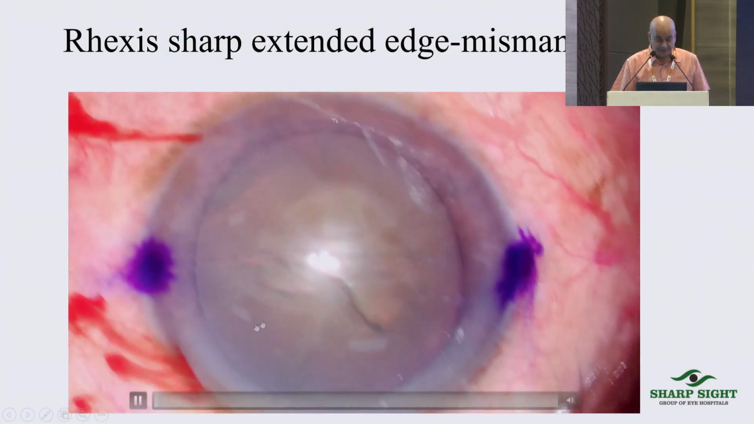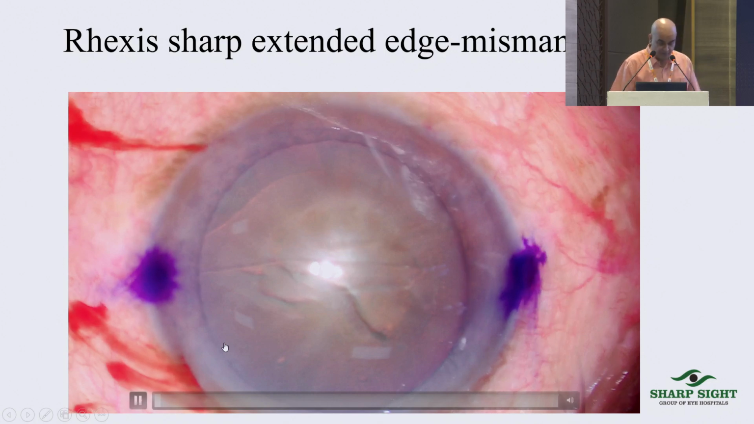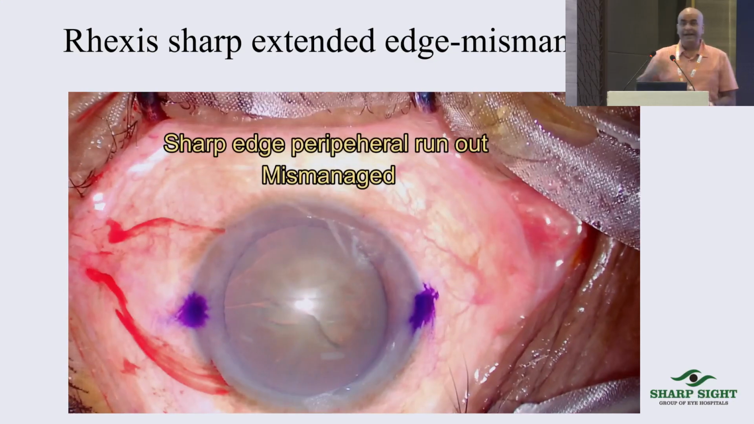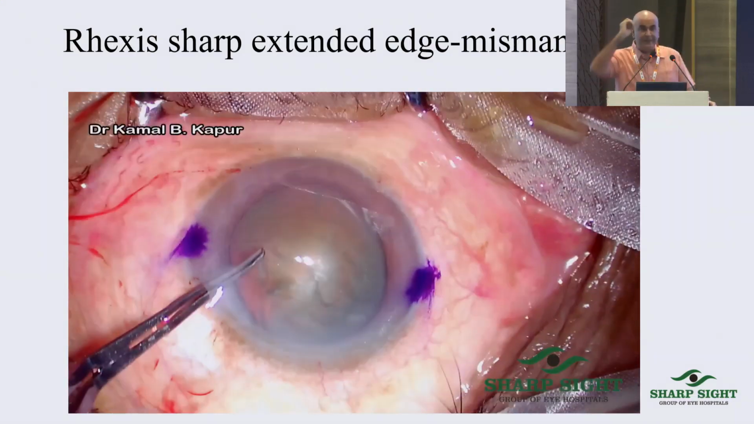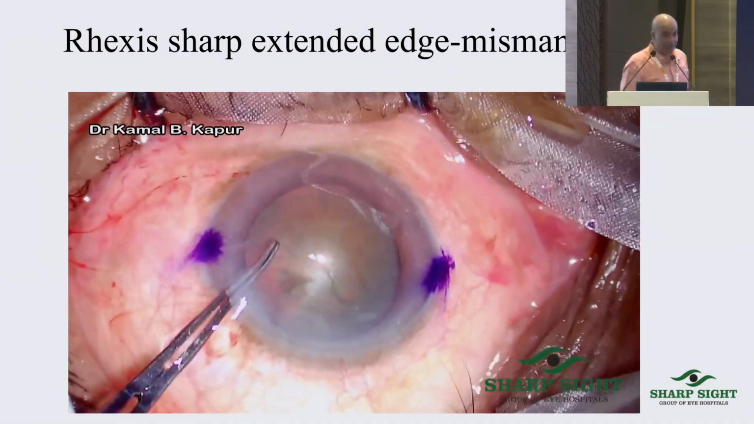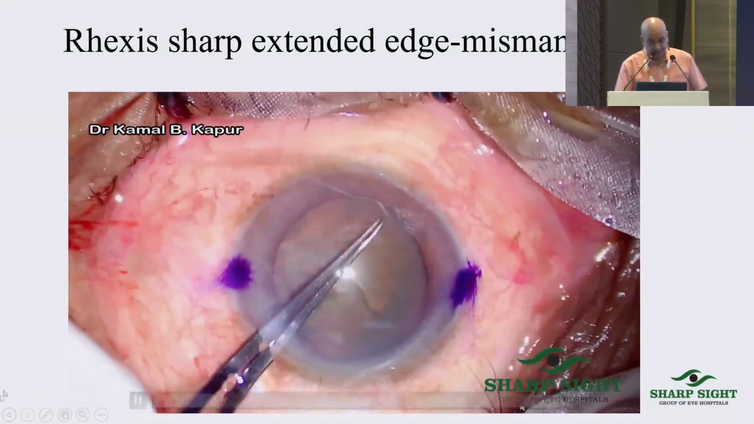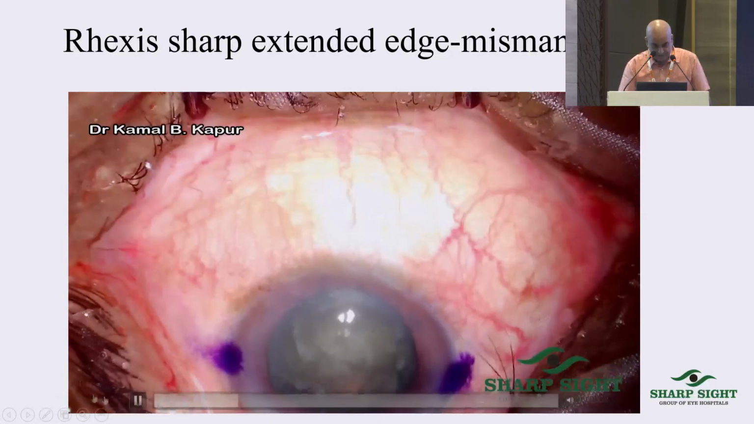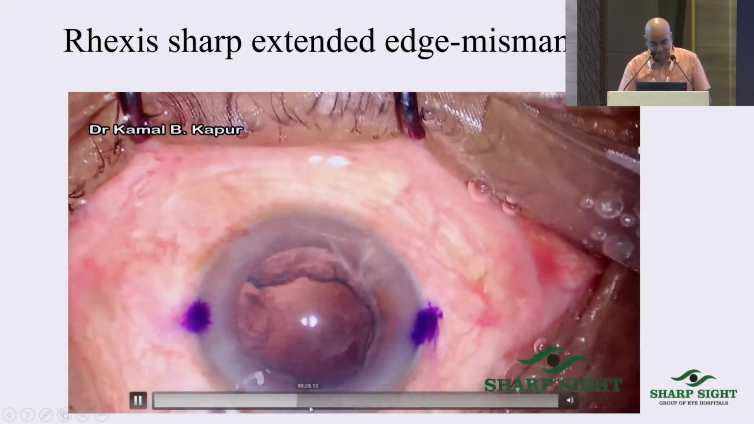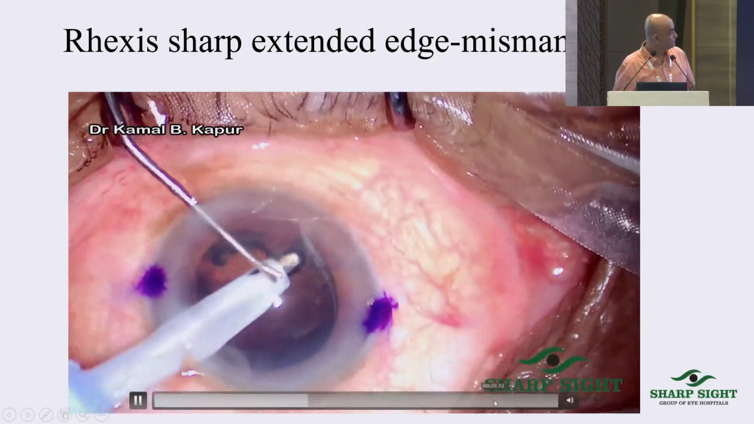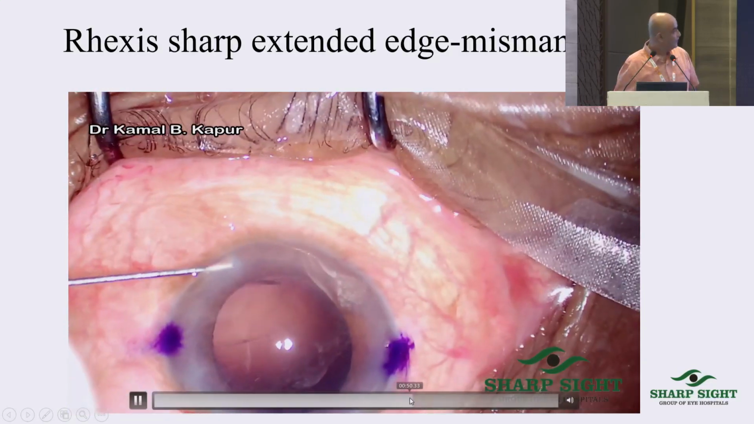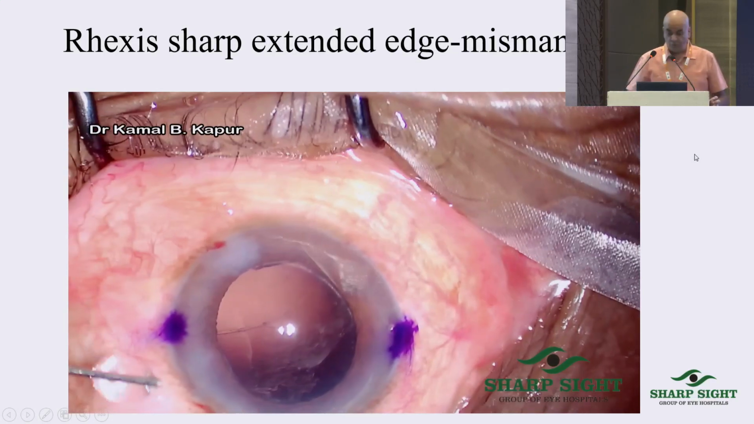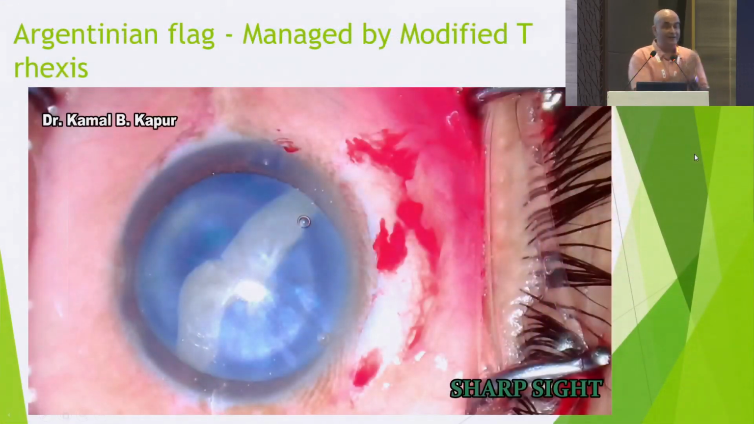Now this is an interesting situation. Again, this is a recording from one of my surgeons. The peripheral extension has happened and the person is not following the simple diktat, flattening of the anterior chamber. So we'll fast forward and see what happens. There's a lot of pushing, pulling happening. And there we'll jump in and see what has happened. We have a PC opening. There's a runout. So what could have been done, we'll see in the next video.